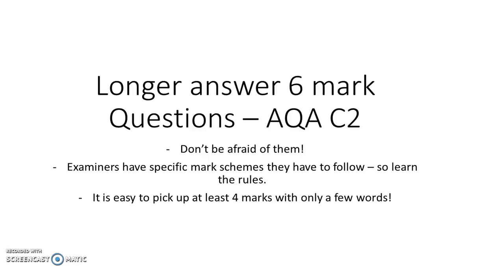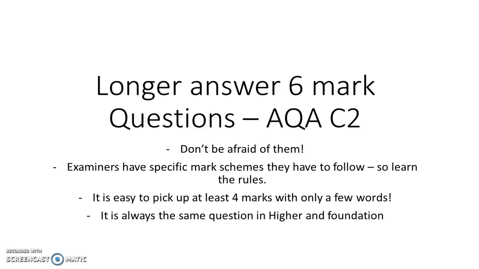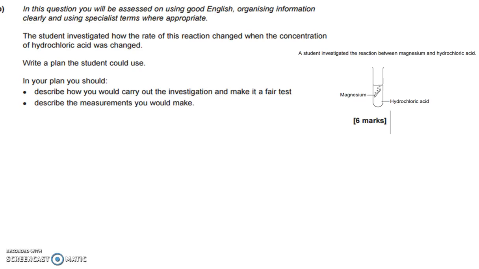The reason for this is every single student, whether they do higher or foundation, will answer this 6-mark question because it's either at the end of foundation or at the start of higher, which means that to get 6 marks, you're only really a C plus low B grade candidate. So let's have a look at this question then.